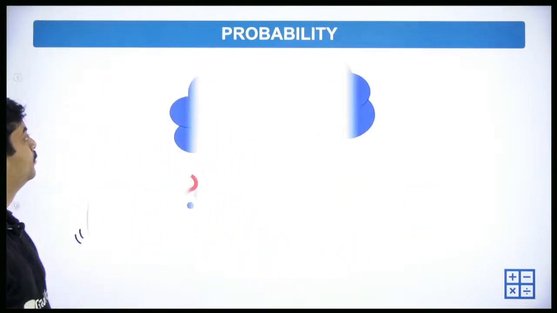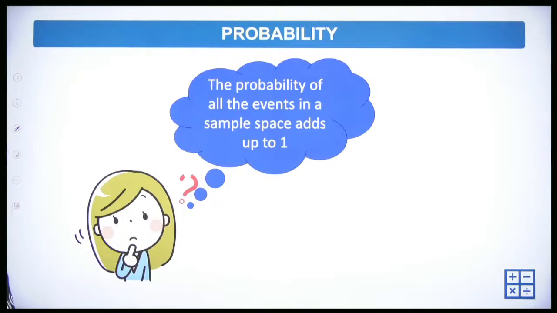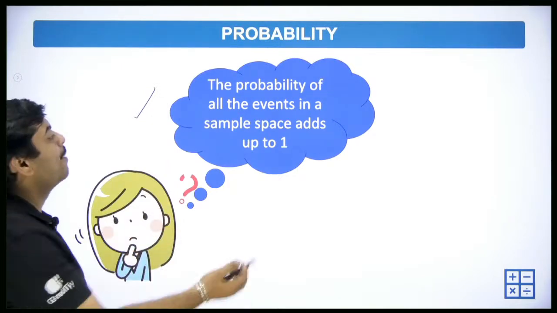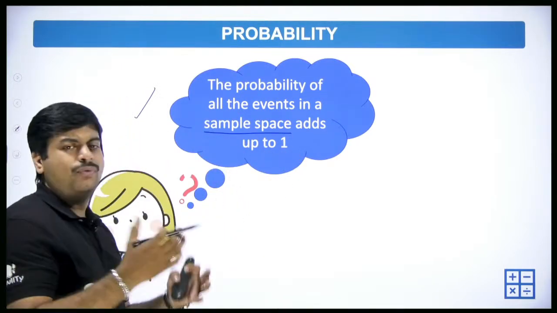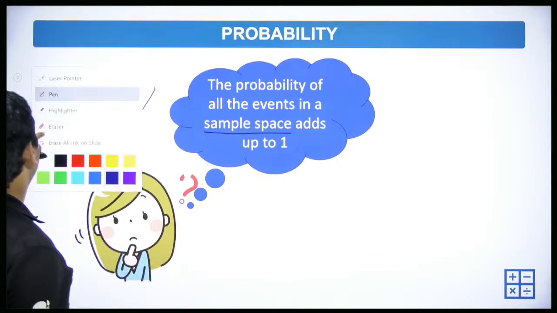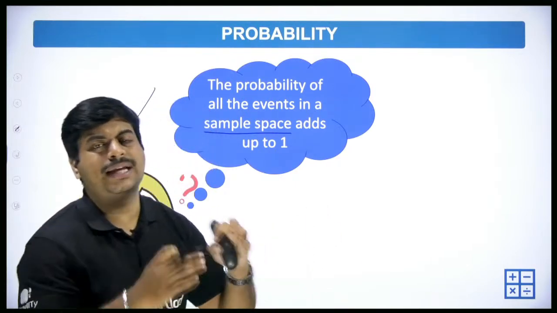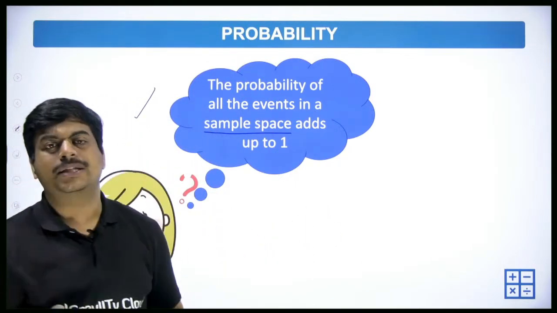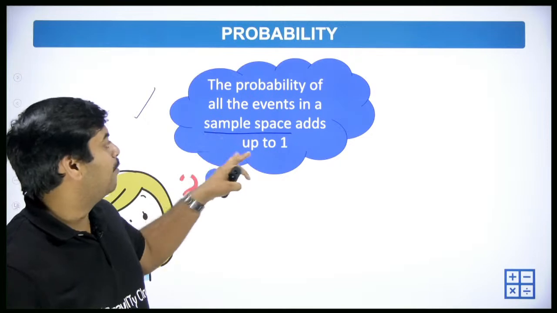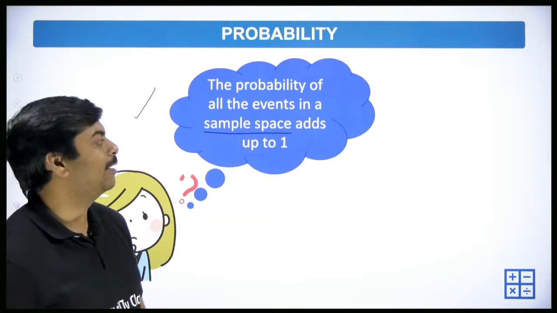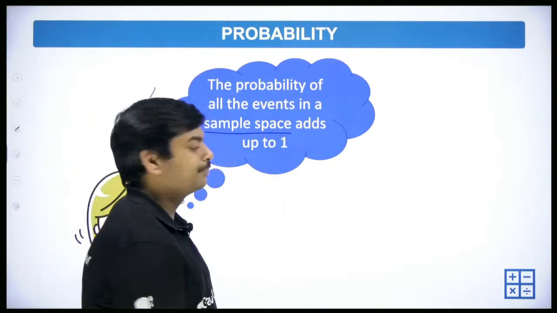The next one. The probability of all the events in a sample space adds up to 1. Yes, this is exactly correct. Let's say one experiment is tossing a coin, or throwing a die. In that experiment, the sum of the probabilities of all the events will add up to 1. That is what this statement gives you.